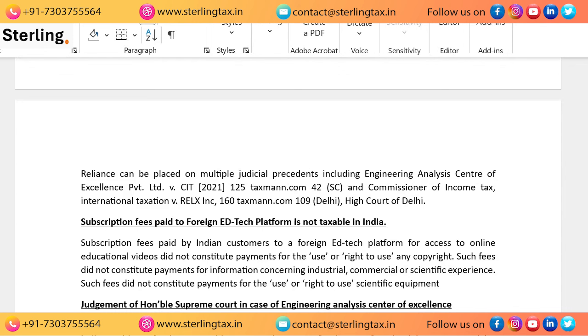If what we are paying doesn't come under the ambit of fees for technical services, then we are not required to withhold TDS. Again, we have to check the tax treaty between the country of the vendor supplying the services and India. We will study the tax treaty as well as the income tax provisions, and we have to consider both while analyzing TDS applicability.